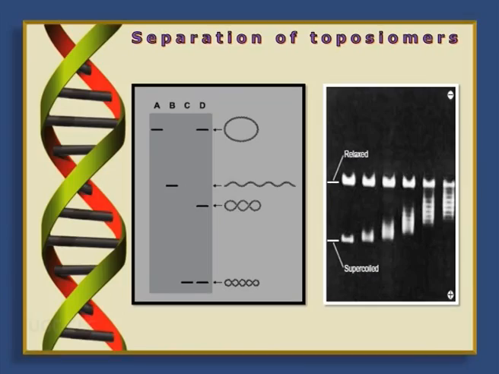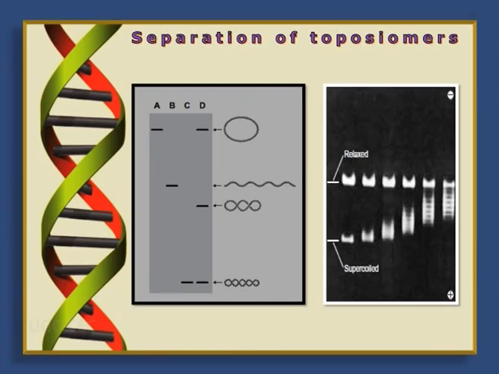Again, what happens if we try to run these topoisomers on an agarose gel? We find that the DNA which is highly supercoiled migrates faster and the DNA which is covalently closed migrates less. Thus, the topoisomers, which are chemically identical species of DNA, are similar to each other since they have the same number of bases, but they vary when they are migrated on an agarose gel. Topoisomers produce a series of discrete bands and these bands allow us to distinguish them.